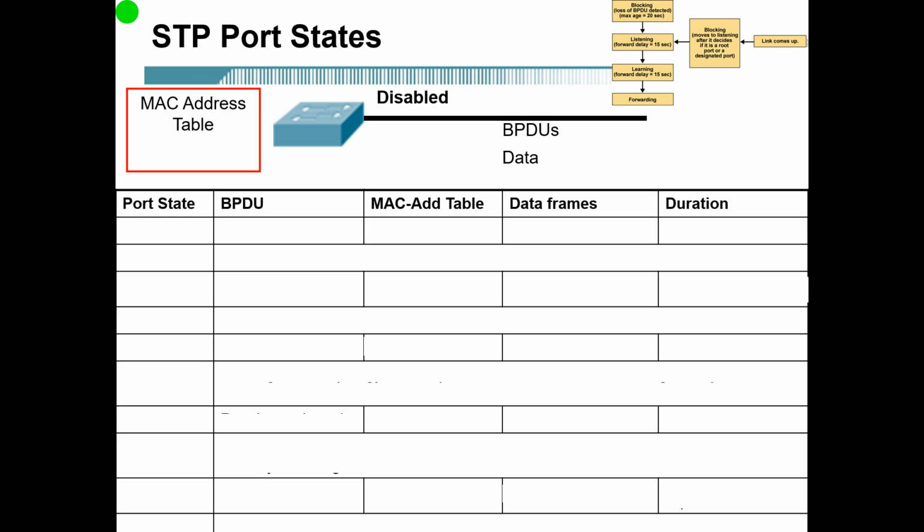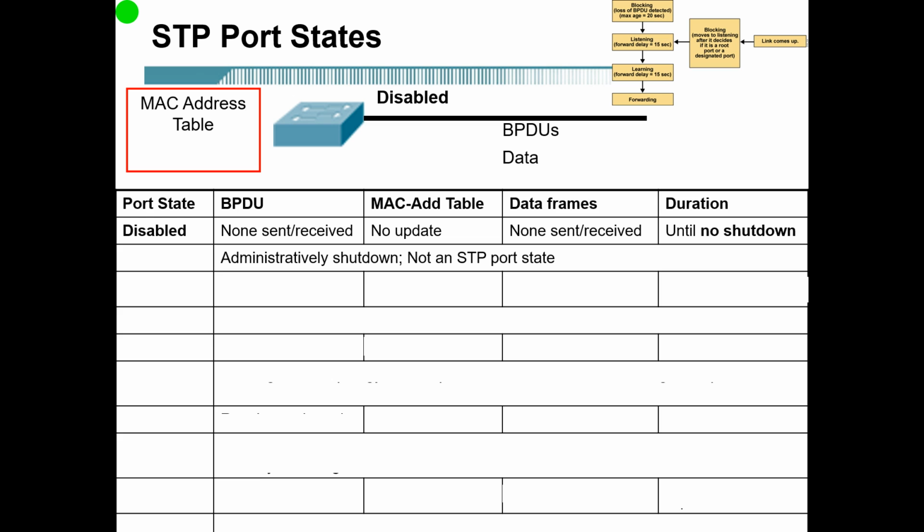So our different port states. The first port state is disabled. It is administratively down and not a default STP port state. It will not send or receive BPDUs. It will not have MAC address updates. It will not send or receive data frames. And it is permanently down until someone turns it on.